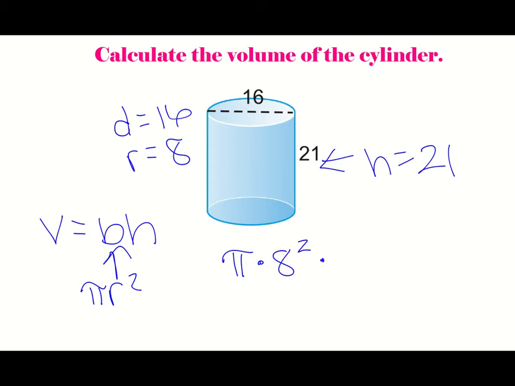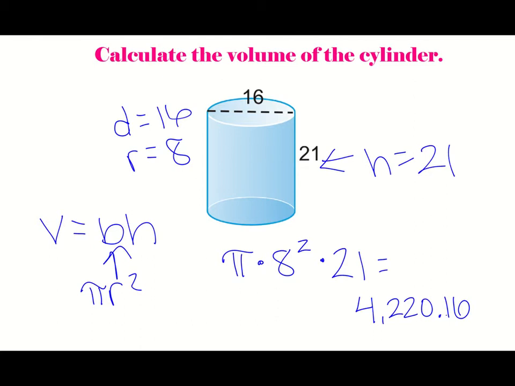And then times the height, which is how many layers we're going to have. So times 21. Same deal, I'm going to go to my calculator. 3.14 times 8 squared, which is 64, and then times 21. My answer for this one is 4,220.16.